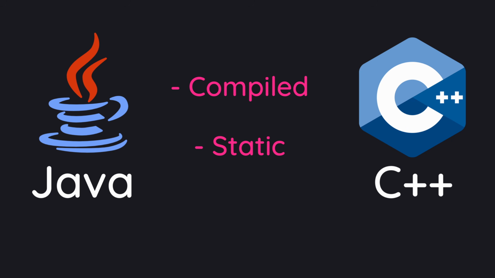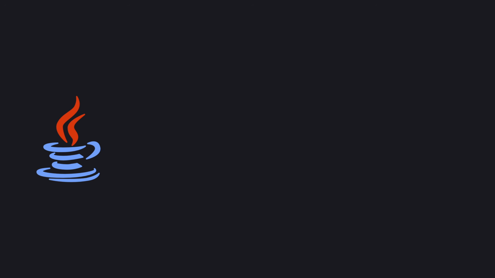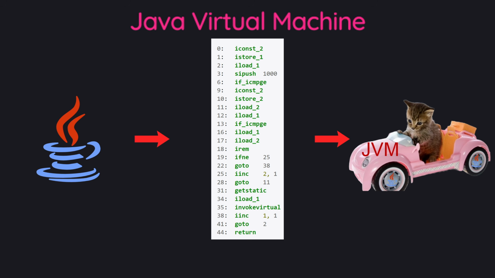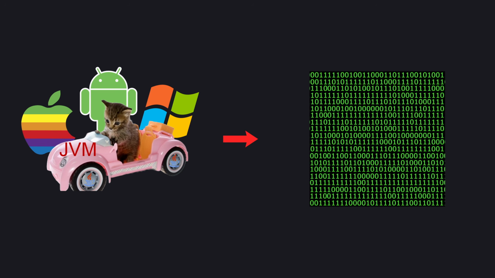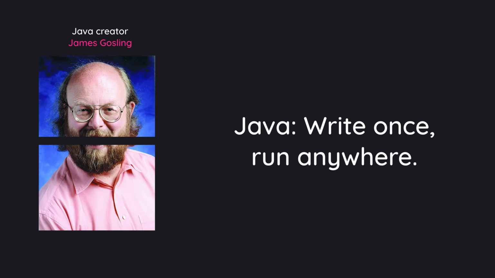Remember when I brought up that both of these are compiled languages? That's mostly true. In C++, all code is turned directly into machine code with a compiler. In Java, your code is first compiled into bytecode. That bytecode isn't run directly, instead it's passed into the Java Virtual Machine, or JVM. The JVM then translates it into machine code for whatever system you're on. This makes Java code highly portable. As long as the OS has a Java Virtual Machine installed, it can run any Java program. Hence the famous slogan, write once, run anywhere.